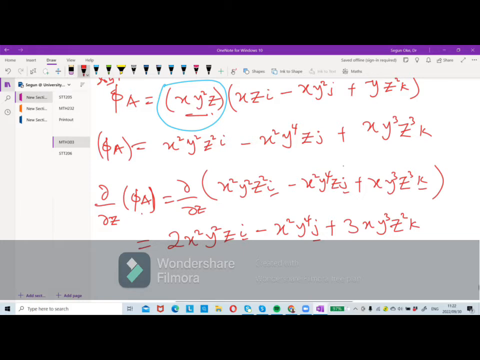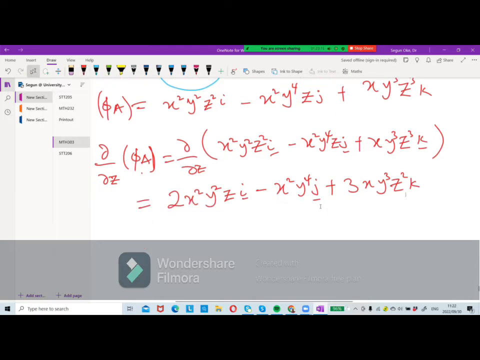Now, the second thing you need to do is take it one after the other. Take d dx of d dz of phi A. Remember, this is still what we are doing. So you differentiate this one. Let me call this one equation 1. Differentiate that equation 1 with respect to x now.